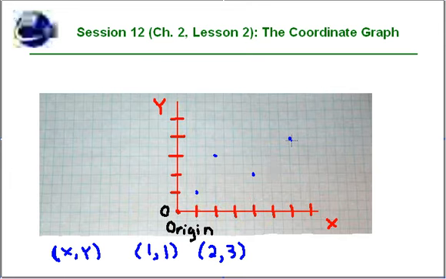Let's take a look at our last one here. We'll skip the third. What are the coordinates for this point right here? Once again, start at your origin, and we have to count over. 1, 2, 3, 4, 5, 6. At this point here, 6, and if we come vertically up, we're going to hit that point there. So the x coordinate for this point is 6.